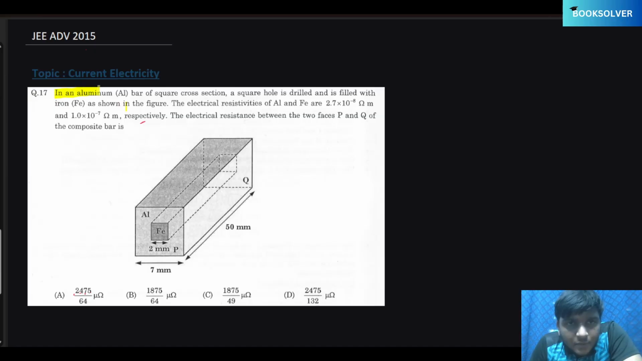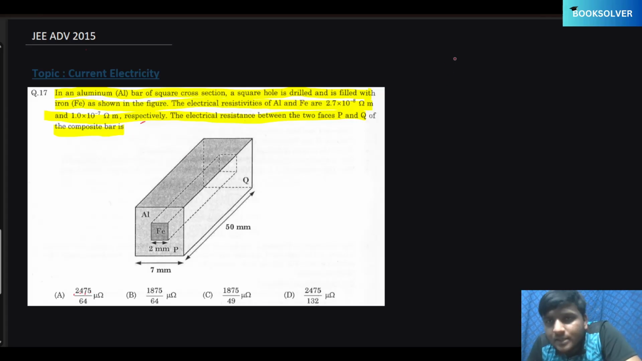We are given an aluminium bar of square cross section, and a square hole is drilled and filled with iron as shown in the figure. The electrical resistivities are given, and basically we have to calculate the electrical resistance here. So how will you combine these, whether they're in parallel or in series? How will you conclude that?